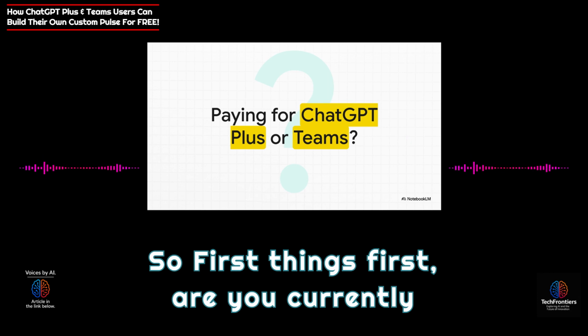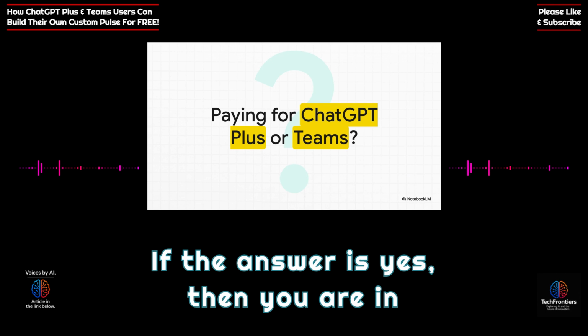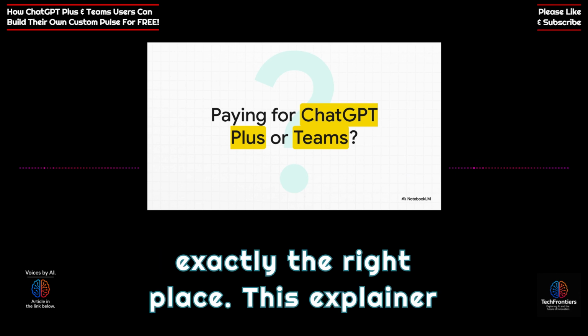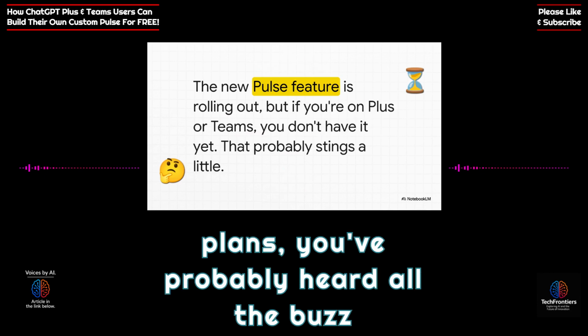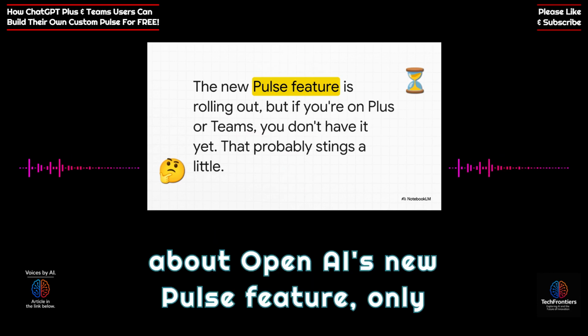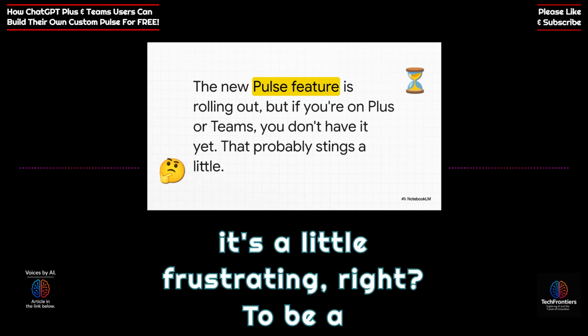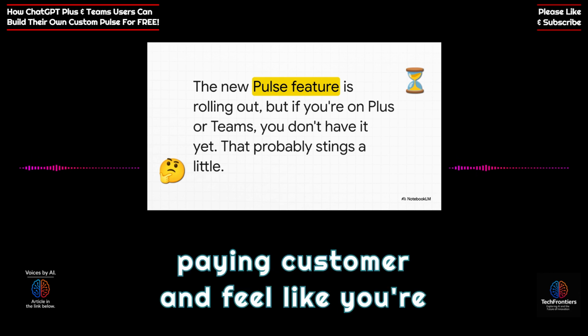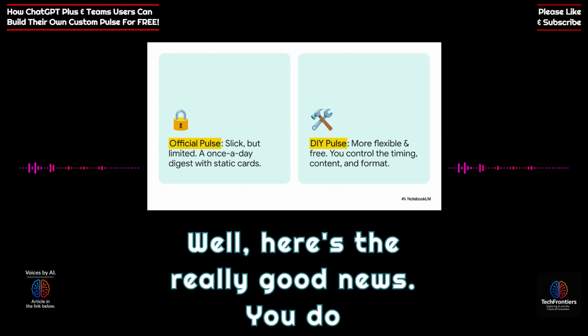So, first things first, are you currently paying for a ChatGPT Plus or a Teams plan? If the answer is yes, then you are in exactly the right place. This explainer is for you. And if you're on one of those plans, you've probably heard all the buzz about OpenAI's new Pulse feature, only to realize, hey, it's not actually available for your account yet. It's a little frustrating, right, to be a paying customer and feel like you're being left behind on the cool new tools? Well, here's the really good news.